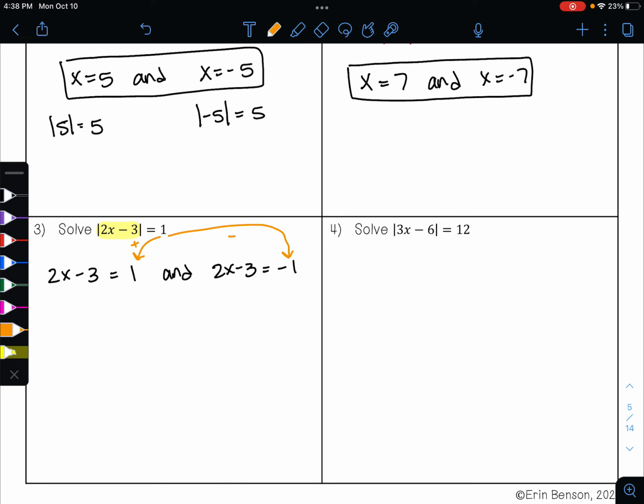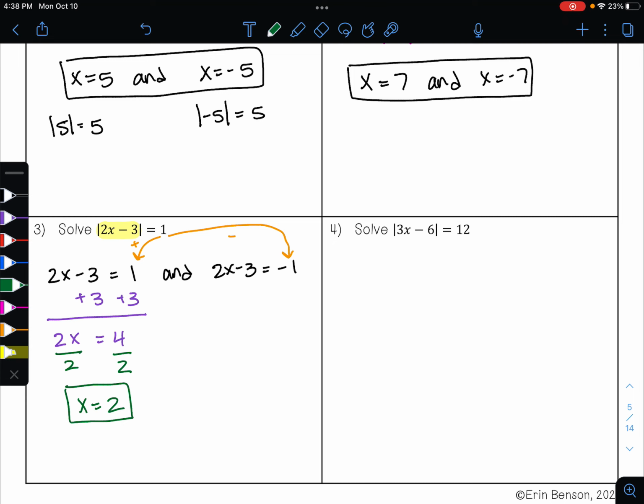I want to get 2x alone. So to undo subtraction, I'm going to do addition and get 2x is equal to 4. To undo multiplication, I'll do division and get x is equal to 2.